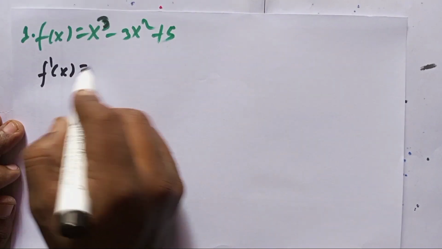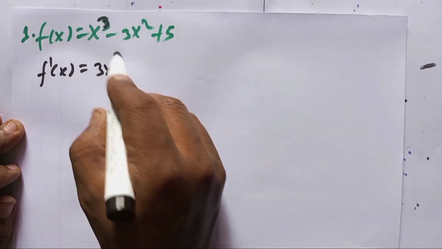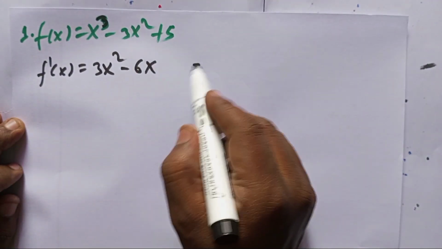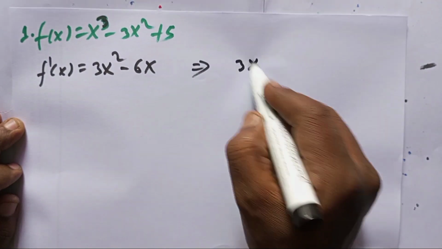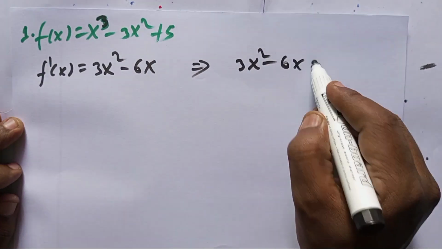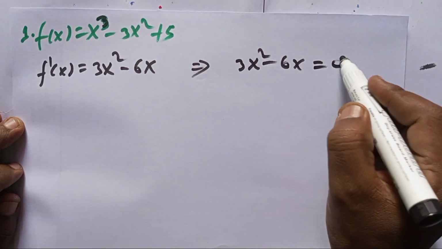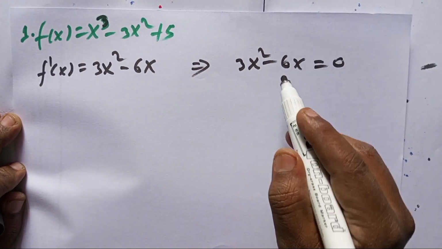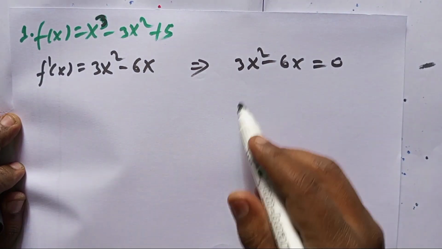Let us find the first derivative for this function. What's the first derivative? 3x squared minus 6x, the constant gives 0. From this we have what? 3x squared minus 6x equals 0. That is a critical number or the zeros of the first derivative.